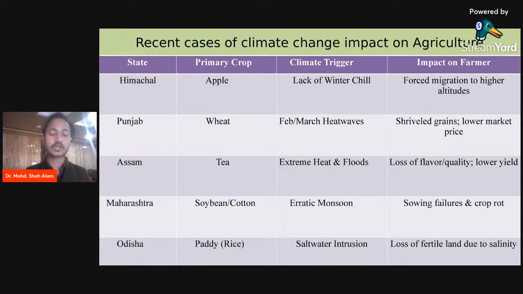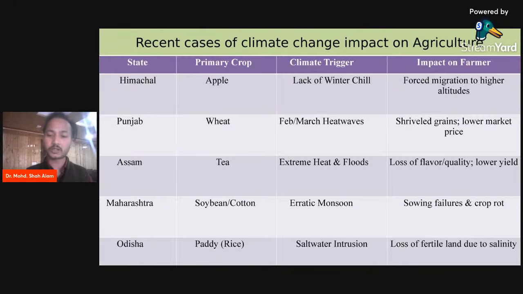Erratic monsoon can be described in two ways. If the dry spell is very long, for example, if there is no rainfall at the sowing time, then the sowing will fail. And if there is high intensity rainfall at the time of sowing or after sowing, the crop's root will rot, and it ultimately hinders the production of the crop. Then the last one is paddy or rice in Odisha.